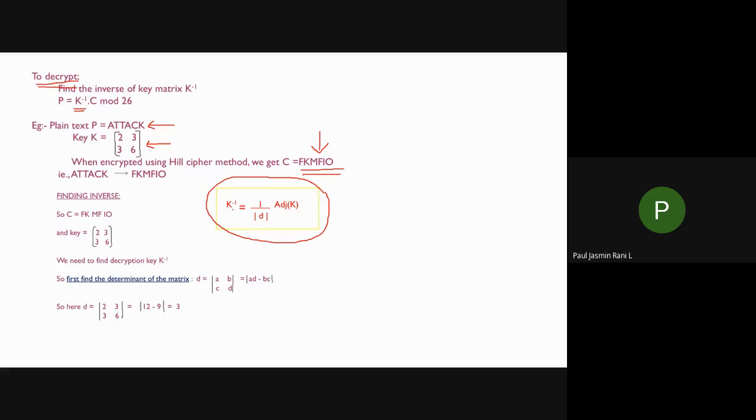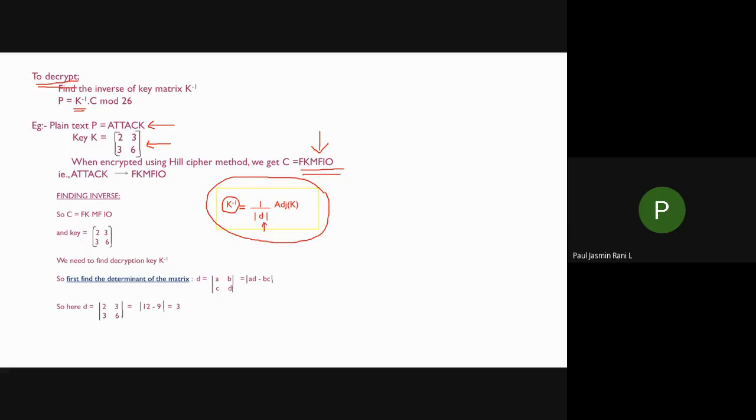Okay, if you want to find out the inverse of a 2 cross 2 matrix or 3 cross 3 matrix, what is the procedure? K is nothing but a 2 cross 2 matrix or any matrix. Okay, so you have a matrix. Next one, what is the procedure? K inverse is equal to 1 by determinant, then adjoint of K. Okay, so now our first step is you have to find out your determinant.